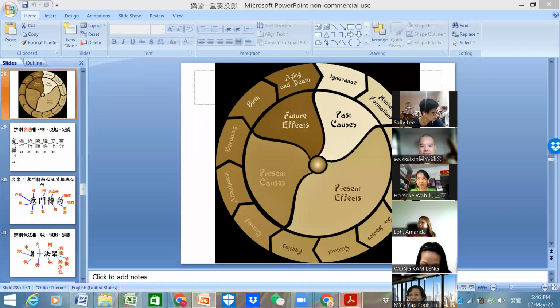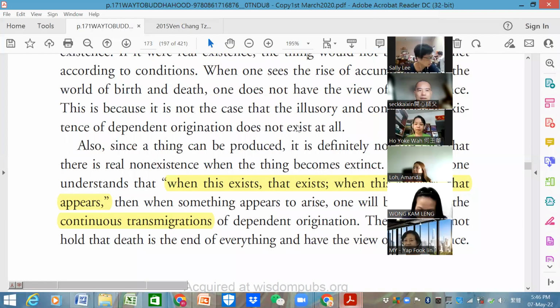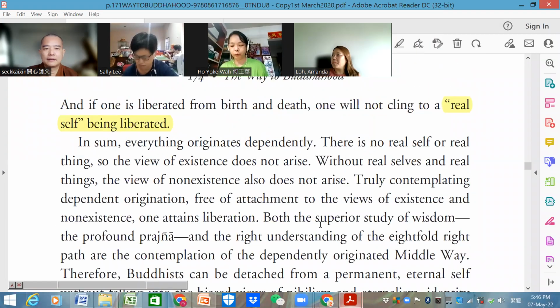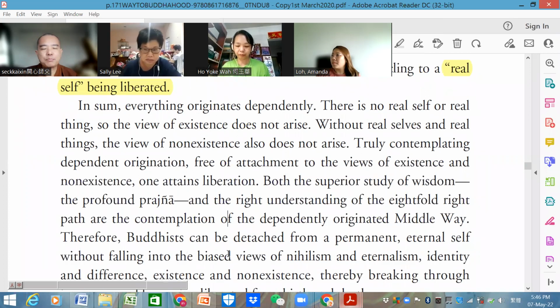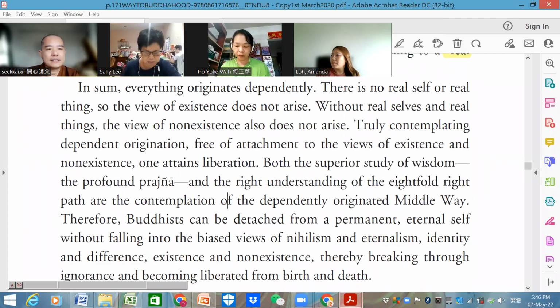Okay, next paragraph, let's take a look. Then we're not clinging to the real self, being liberated. No, it doesn't matter. Okay, we go to the next paragraph again. Let's see. Okay, Yukwa, can you please read the passage, in sum?